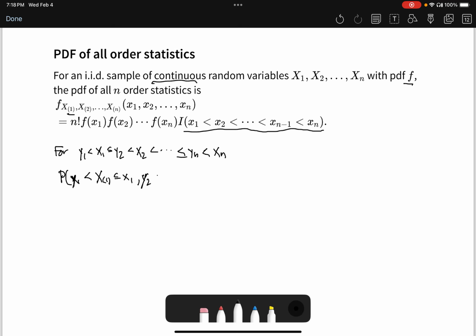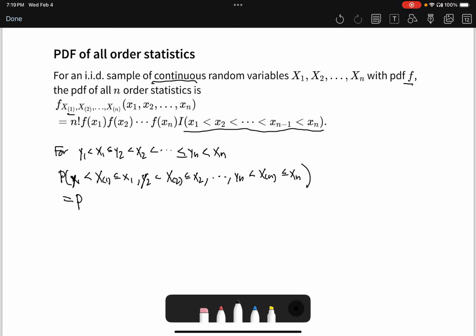And then we have y2 is less than the second order statistic, is less than or equal to lowercase x2. And we're going to continue that pattern up to yn less than the nth order statistic, less than or equal to lowercase xn. Okay, and what we're going to ask ourselves is, when is it possible to have the order statistics having this characteristic? So we're going to imagine listing off all the possible outcomes that could satisfy this event.